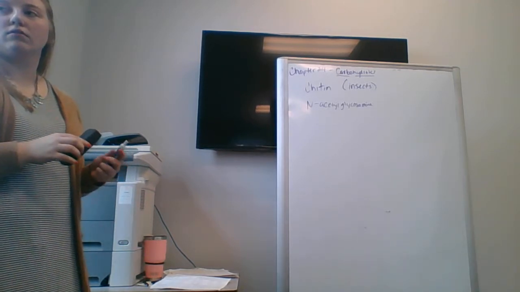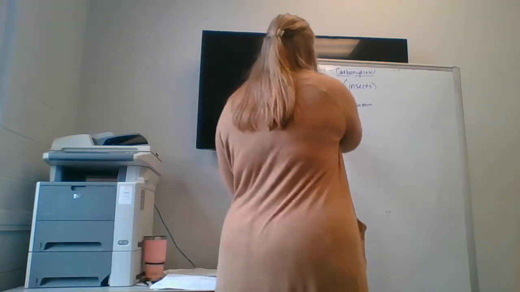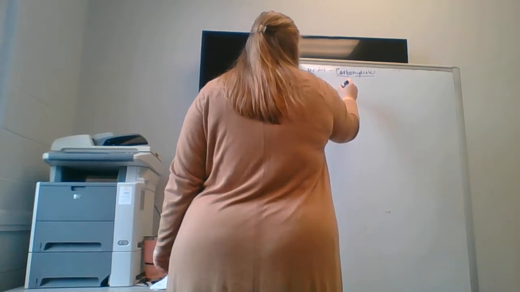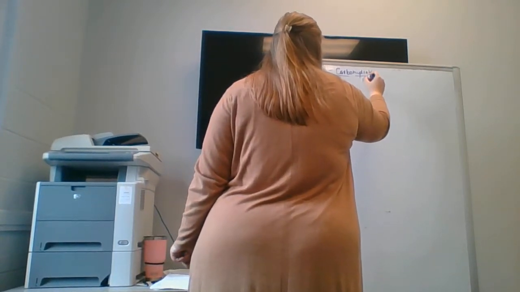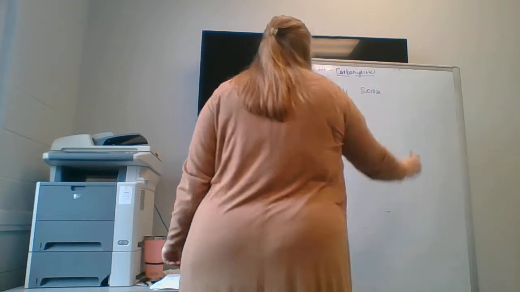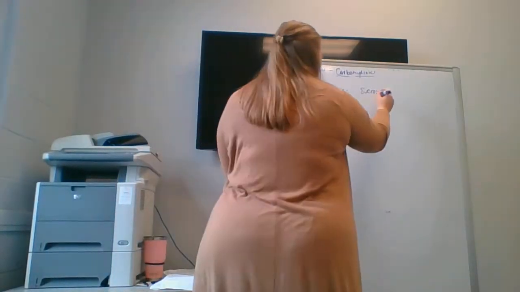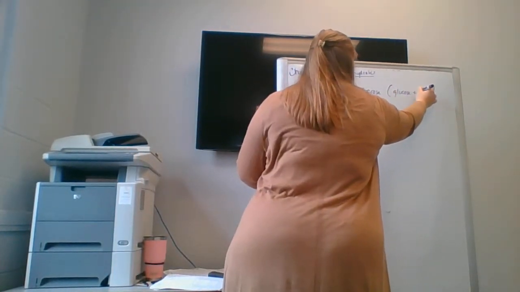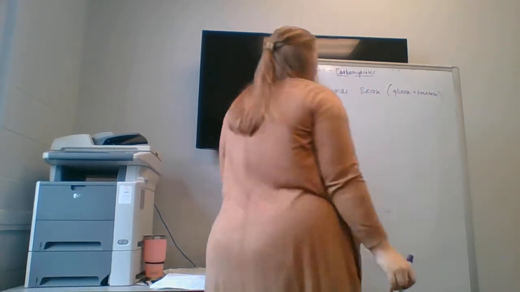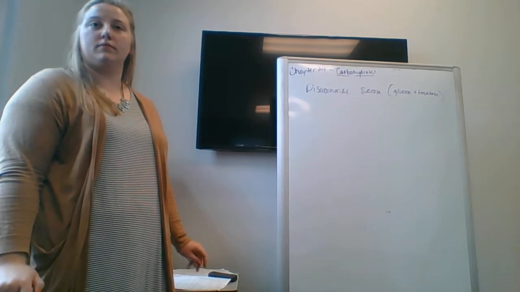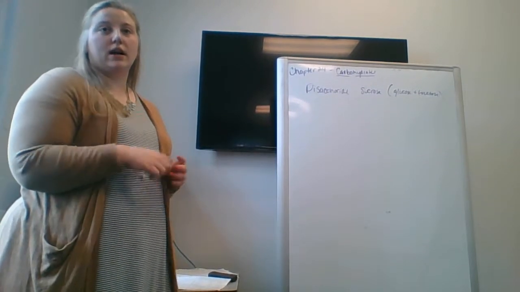Anything else on chitin? Okay. So your one disaccharide that he wants you to know, disaccharide meaning 2 sugars, is sucrose. You should know what sucrose is made out of. So sucrose is glucose plus fructose. And they're linked by what type of bond? Acetal bridge. It is an acetal bond.